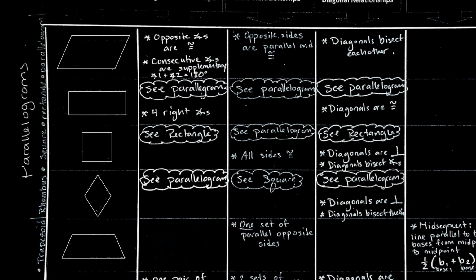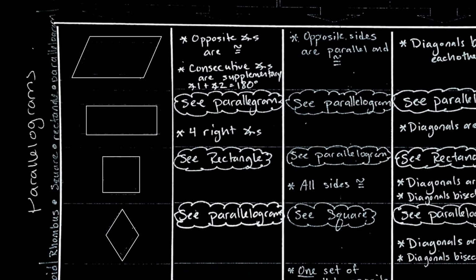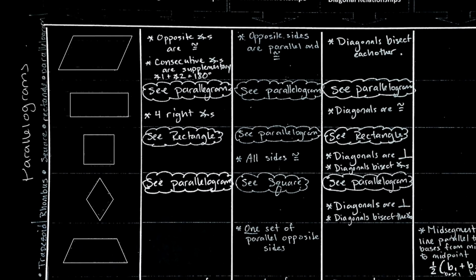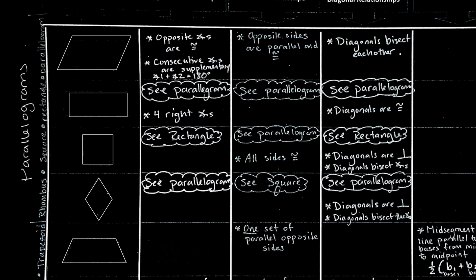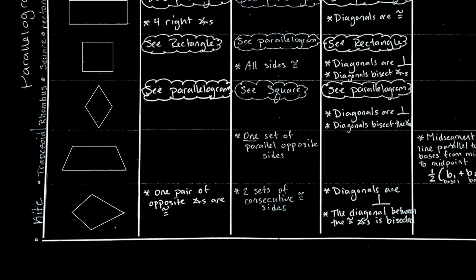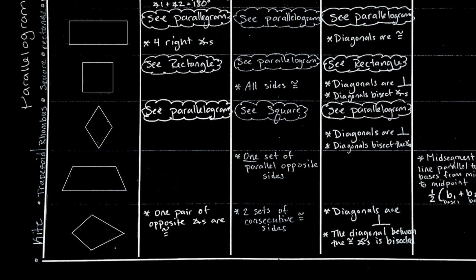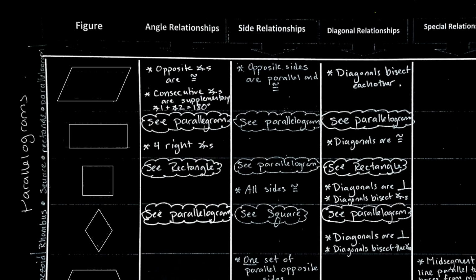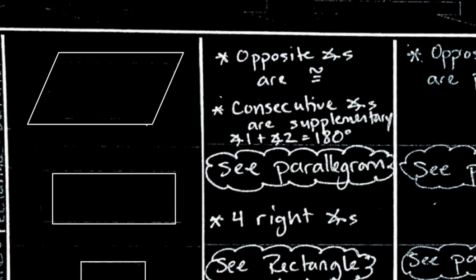Now, over here on the side, I know it's kind of very blurry on mine, but there are 4 different types of parallelograms, right? 4 of our shapes that we're going to discuss today are parallelograms. One, of course, is a parallelogram. Then we have rectangle, square, and rhombus. The last 2 are not parallelograms. Now, what makes a parallelogram a parallelogram? They have 2 pairs of parallel sides.